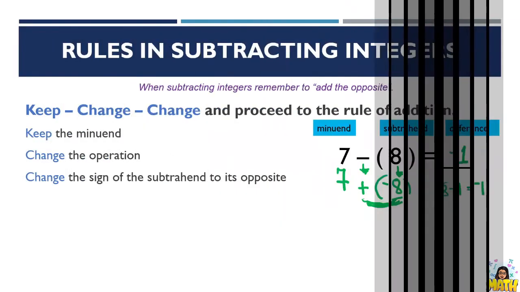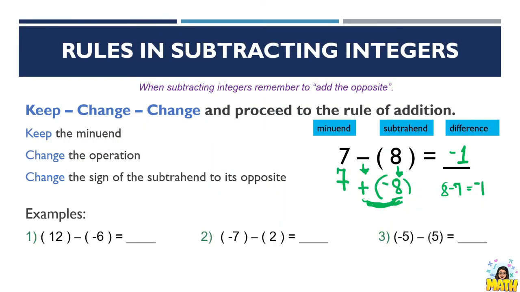Let's have more examples. Dahil nagsisimula pa lang tayo, let's use the keep, change, change. So here, we keep the minuend, change the operation, and change the subtrahend to its opposite. Proceed to addition. 12 plus positive 6, they are both positive, so that is 18, and copy the common sign. So the final answer here is 18.